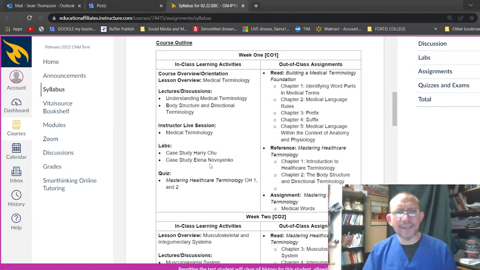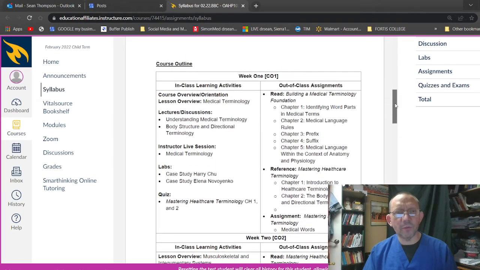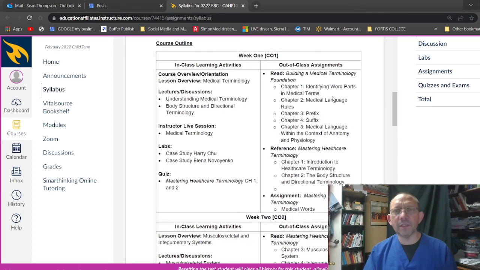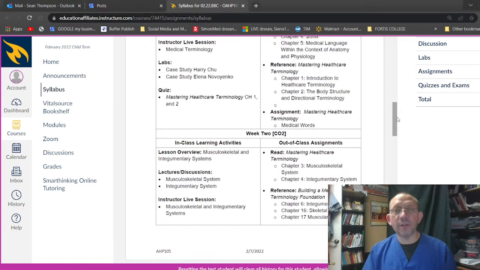Harry Chu, case study, get those done. Those are quite easy. Mastering healthcare, chapter 1 and 2, out of class assignments. Identifying word parts, chapter 2, 3, 4, and 5. So a little bit of reading there, huh? Preference in mastering healthcare terminology, chapter 1, introduction, okay? And body structure. Assignment, mastering healthcare terminology and medical words.